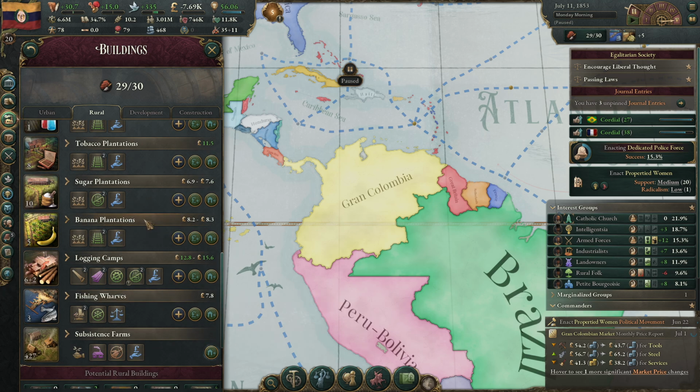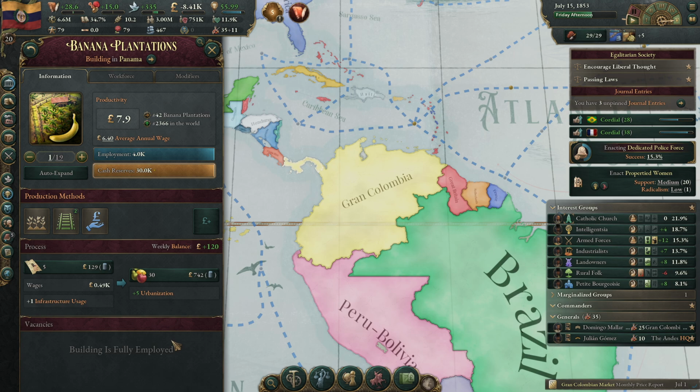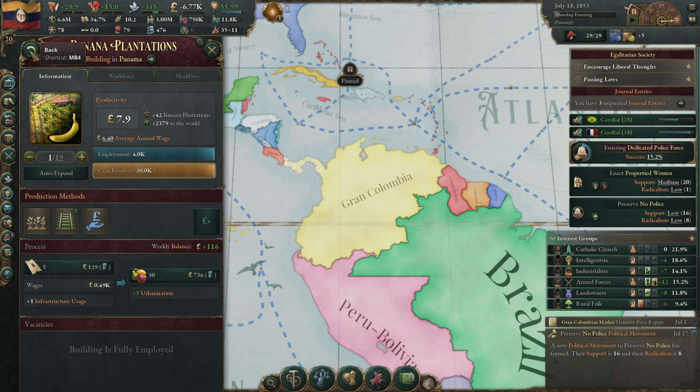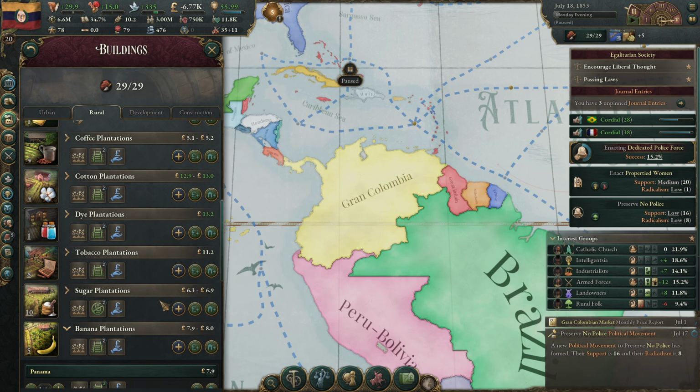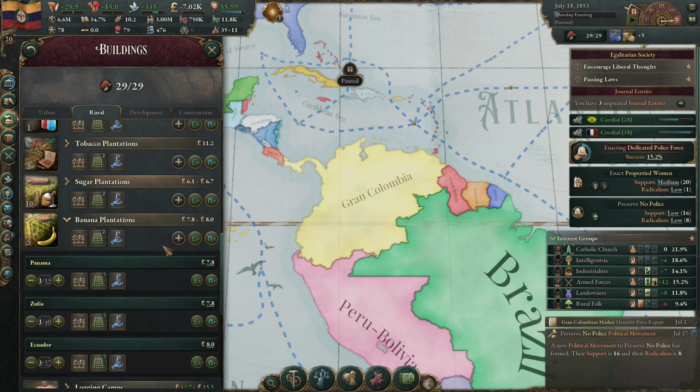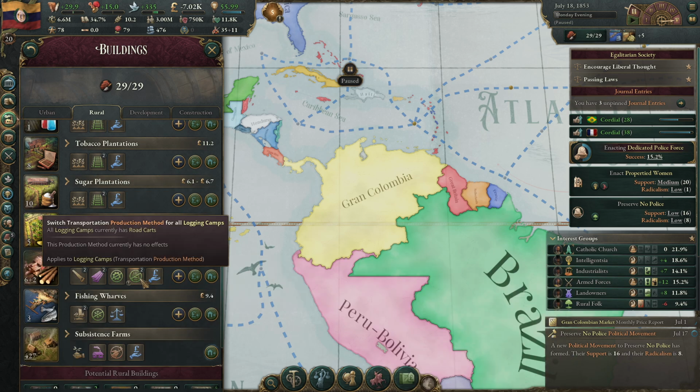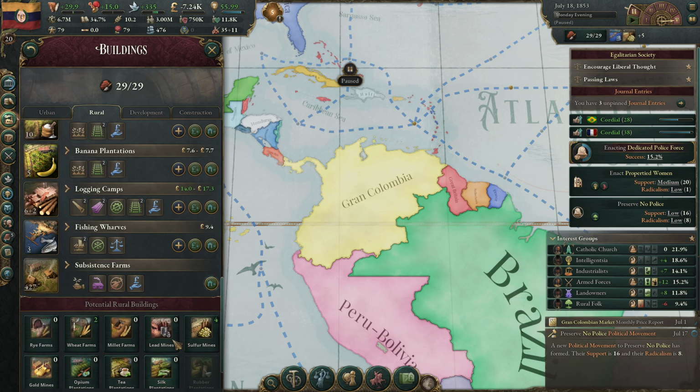Like this. Can still do more things. Let's do it everywhere then. Here on the sugar plantations as well. And the logging camps.